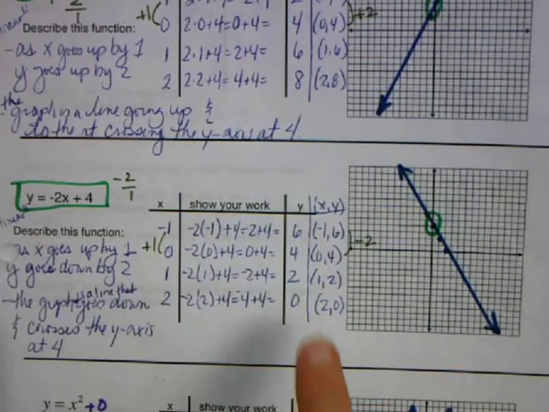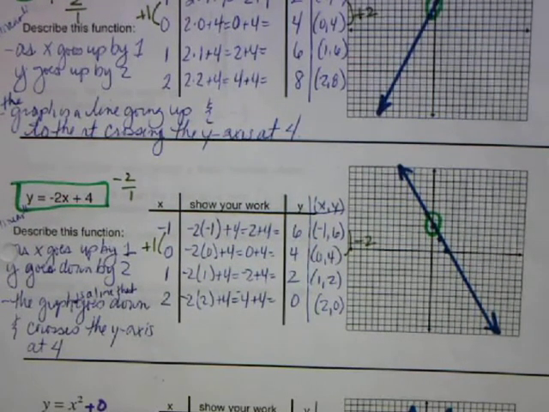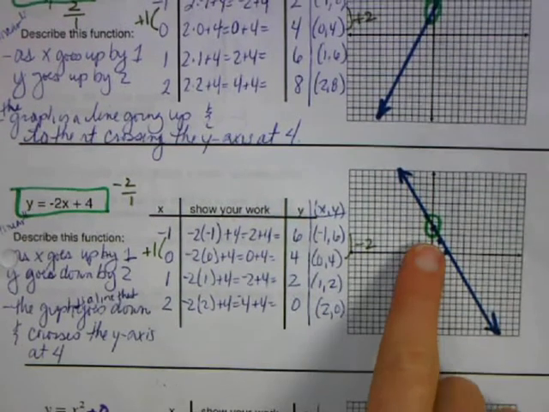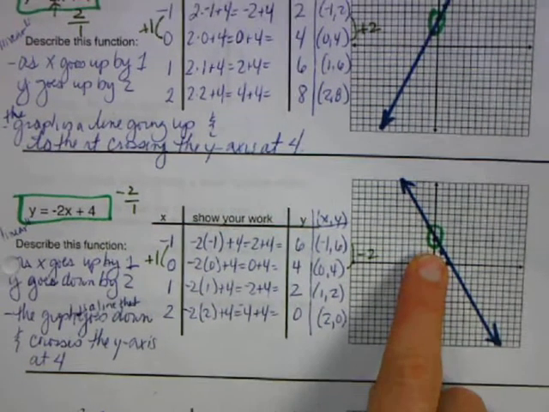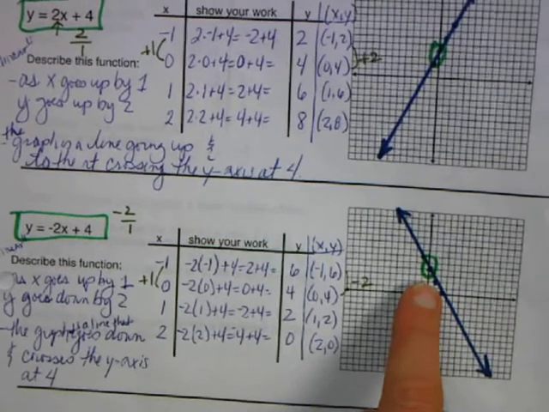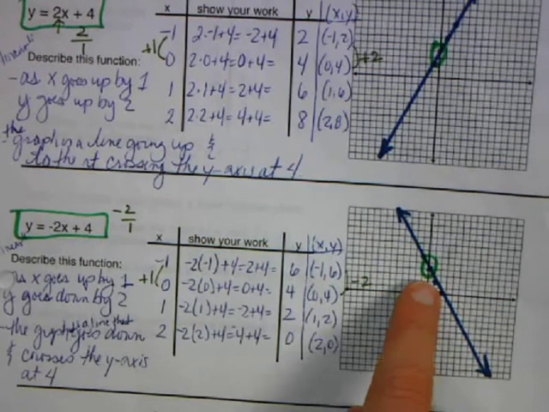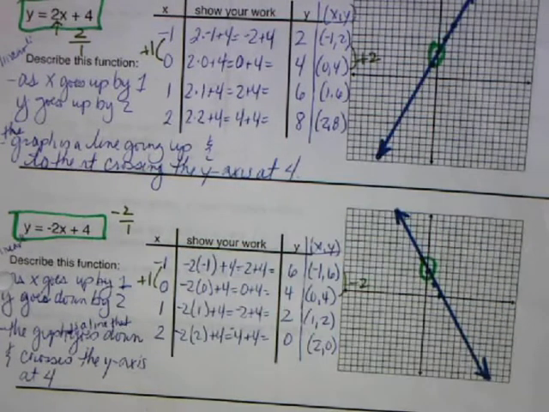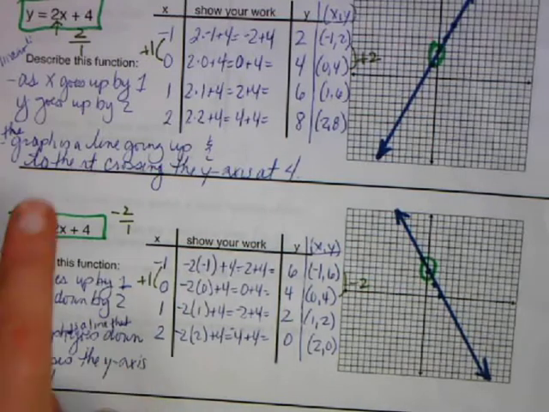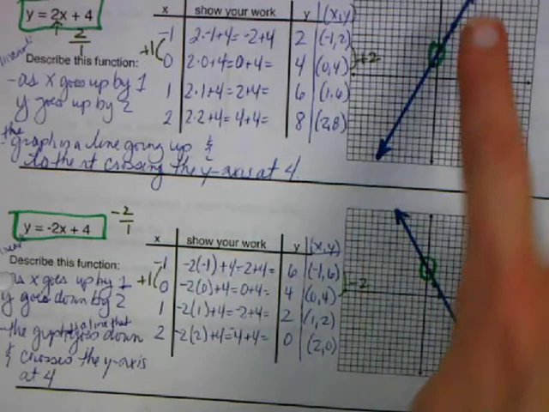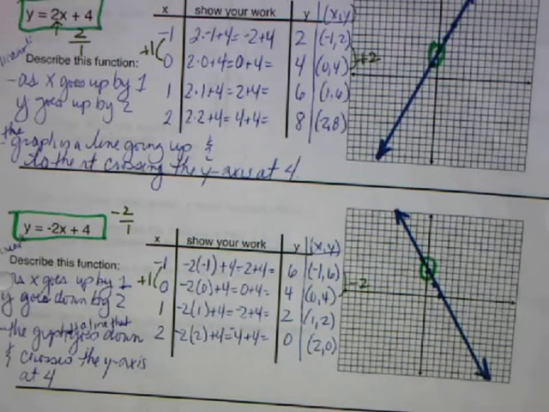The values that you should have gotten, your ordered pairs, would have been negative 1, 6, 0, 4, 1, 2, and 2, 0. It still crosses the y-axis at 4. Well, look at the two equations. What do you notice about the two equations and that they both crossed at 4? The only difference in these two is that this one went up and this one went down. And what's different about the two equations?